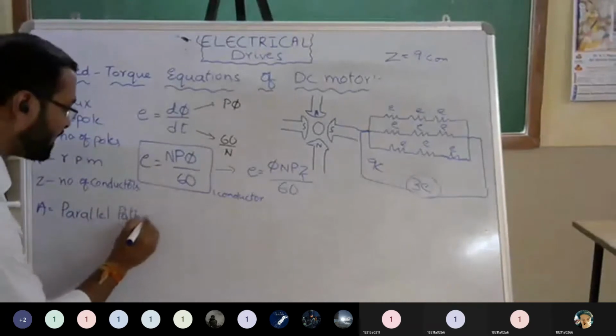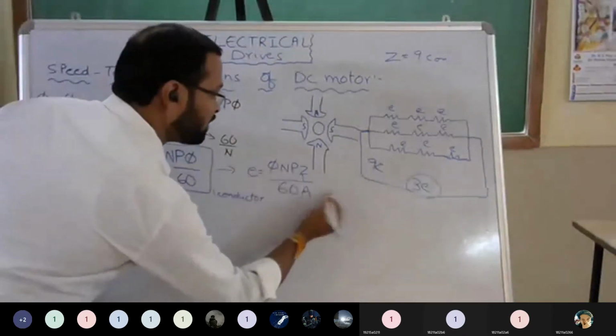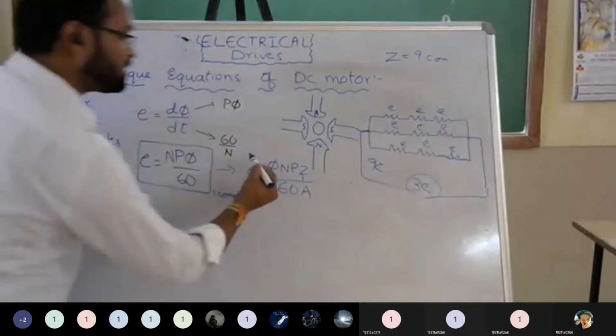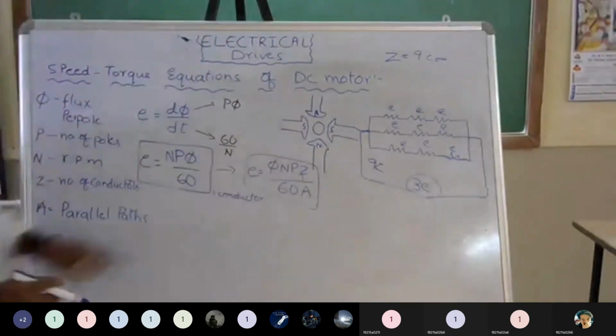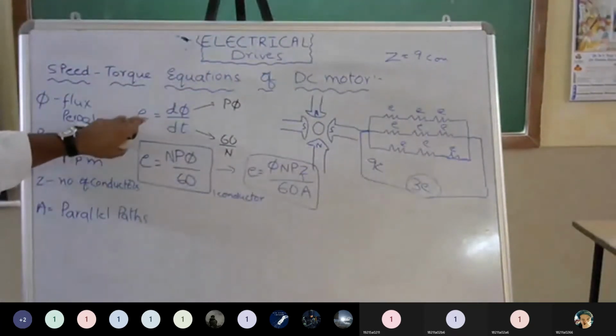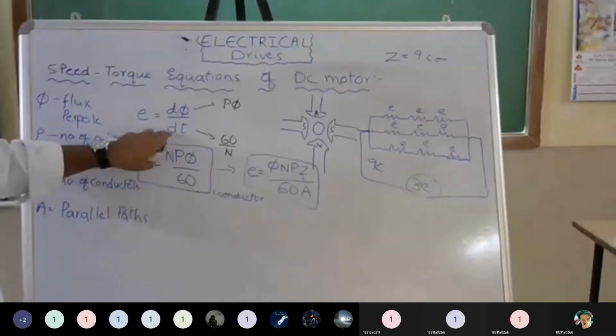Parallel paths. So it will come by A. So this is the formula. You no need to remember. We know that what is the EMF? EMF generated is equal to change of flux by time period.